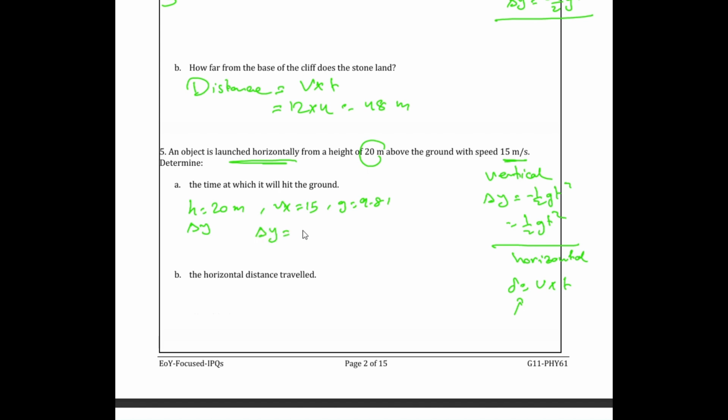We have delta y equal half gt squared, delta y, which is the height 20, equal half times 9.81 times t squared, which we need to shift solve on the calculator. I guess it will be 2.02 seconds. The horizontal distance traveled, since we got the time, distance equal v times t. He already gave us v, which is 15 multiplied by 2.02. It will be 30.3 meters.